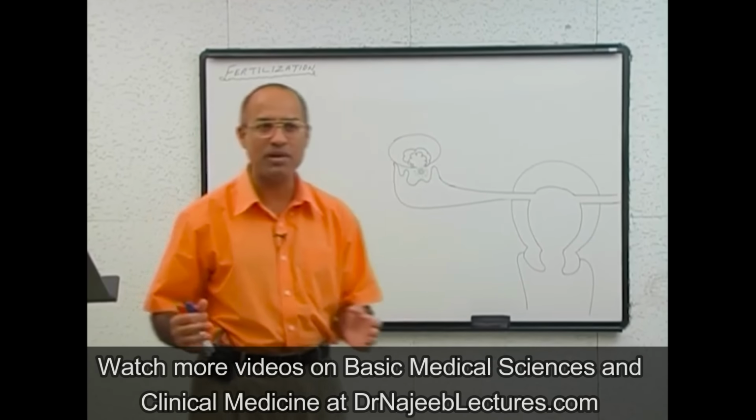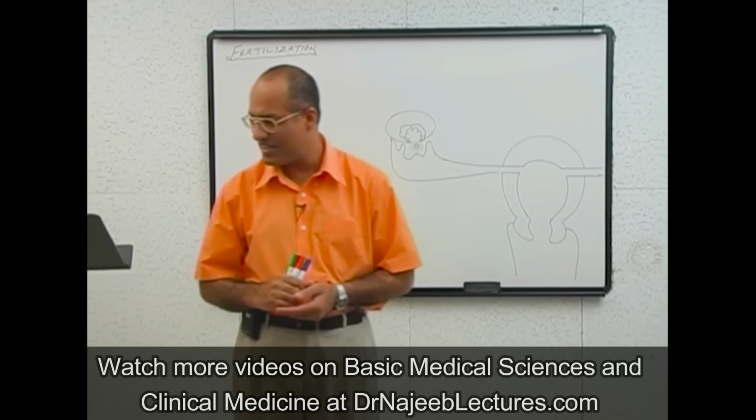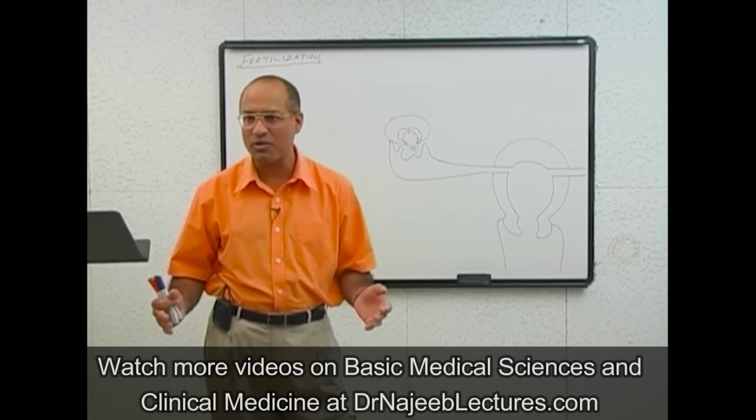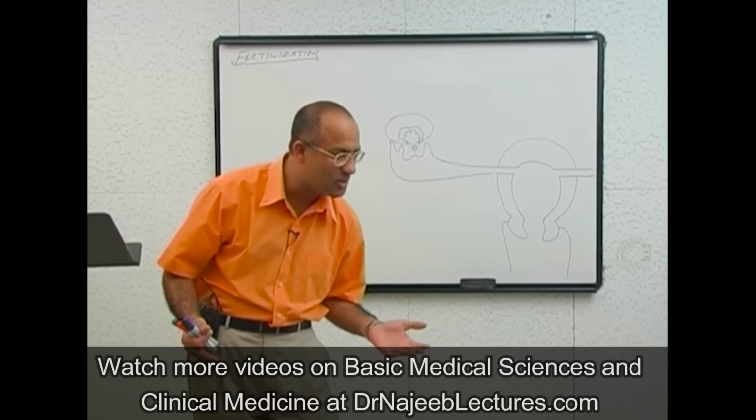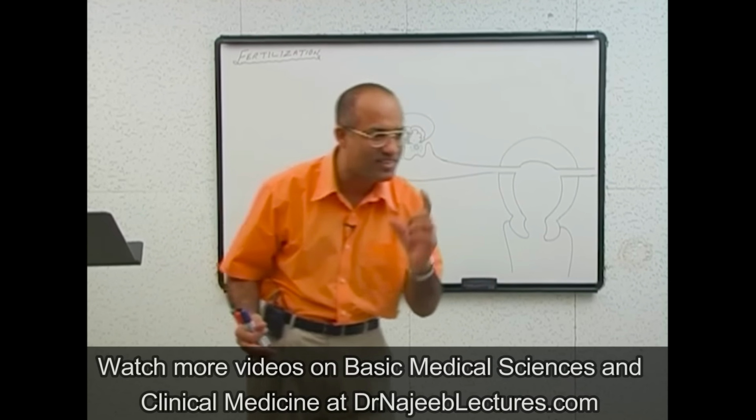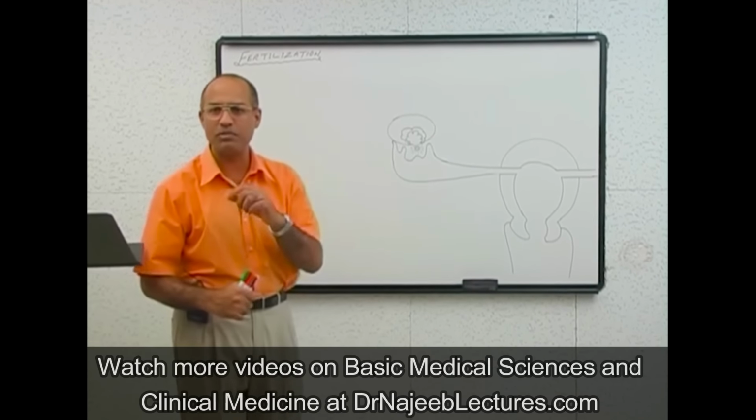Embryo is the early development of the product of conception, isn't it? So development of the product of conception starts from the zygote. So zygote is an embryo which consists of only a single cell. Is that right?